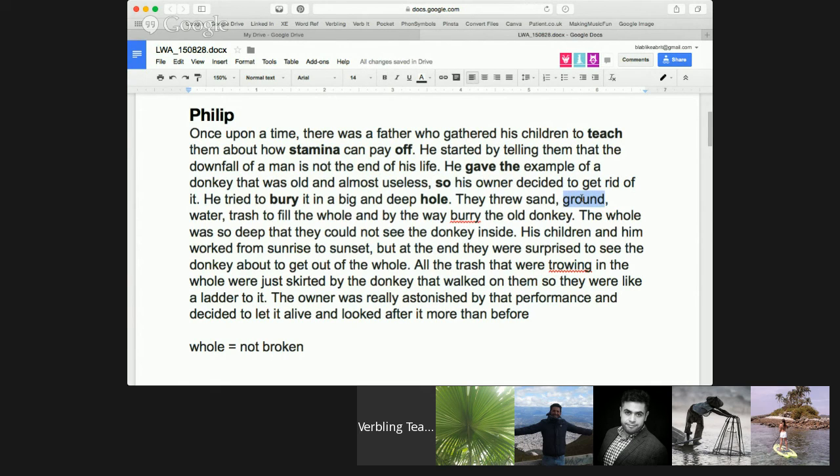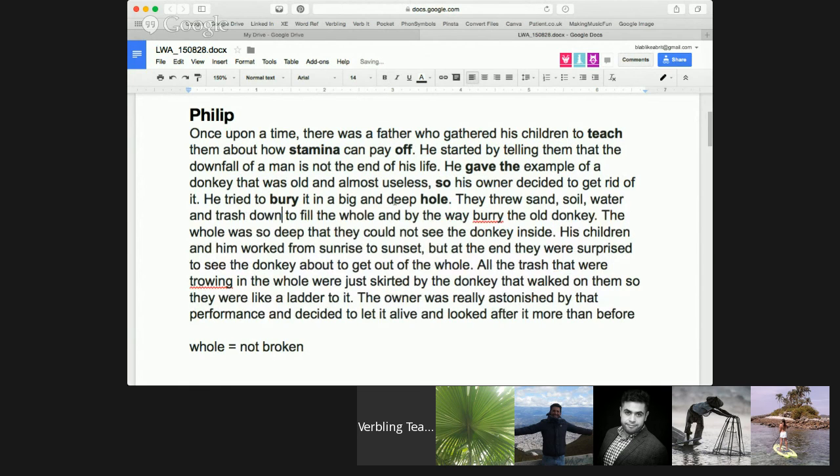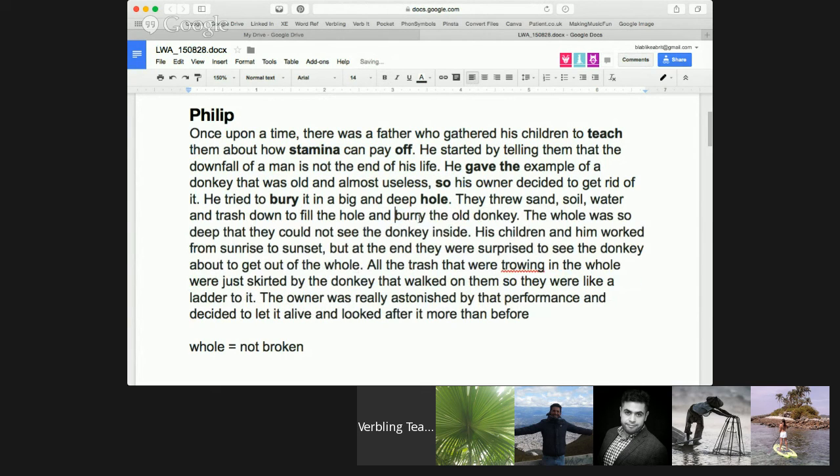Ground. We don't usually call it ground. We'd say soil or dirt or something like that. Okay. Soil, water, and at the end of a list we need an and trash, down to fill the hole, and we don't need to say by the way, we just go straight to bury the old, excuse me, donkey. The hole was so deep that they could not see the donkey inside.